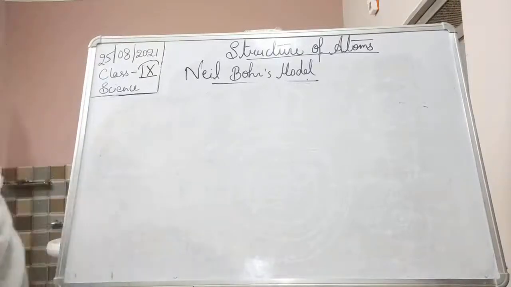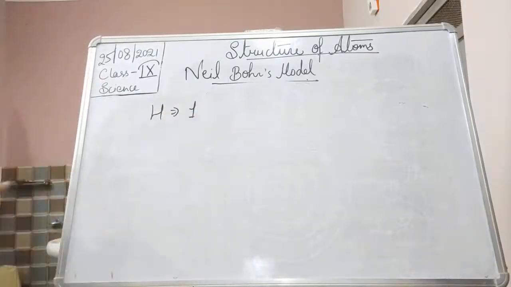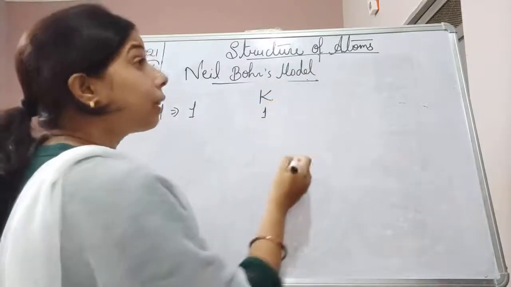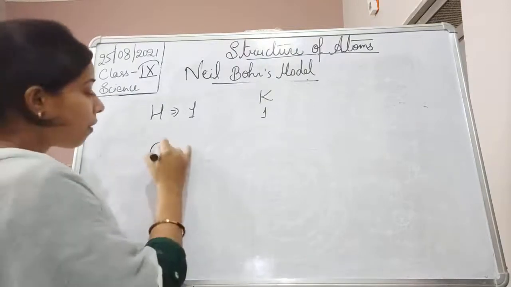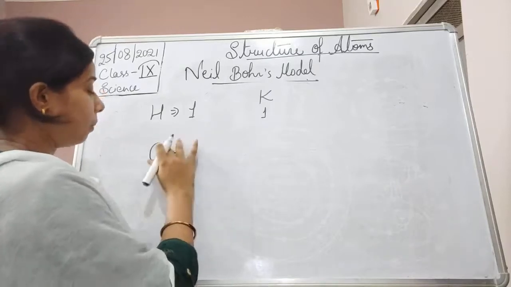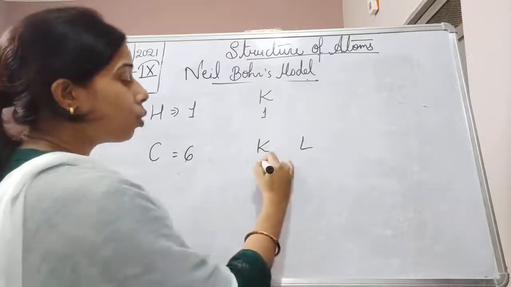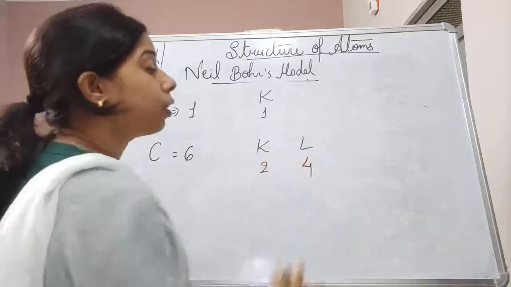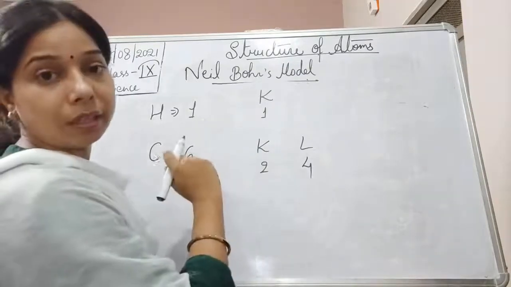In case of hydrogen, students, the atomic number is 1. Okay, so its electronic configuration will be K only. So the outermost shell will be K only. What about carbon? Carbon has atomic number 6, and its electronic configuration will be K and L. 2 electrons will enter into the K shell, while the rest of the 4 electrons will enter into the L shell. So the outermost shell will be the L shell only.